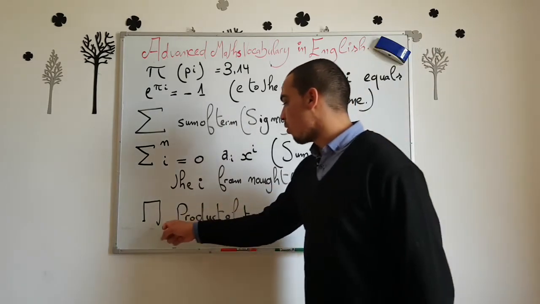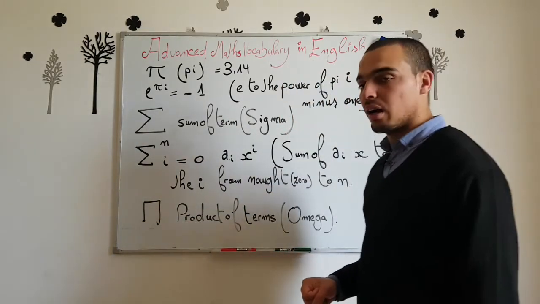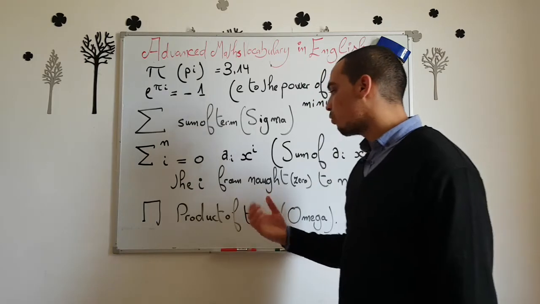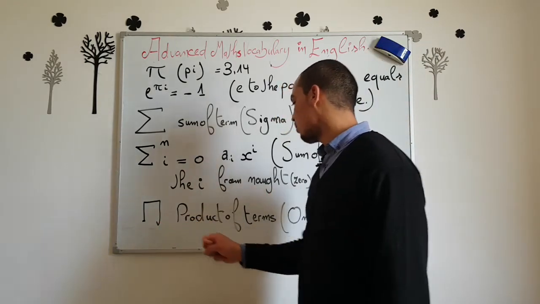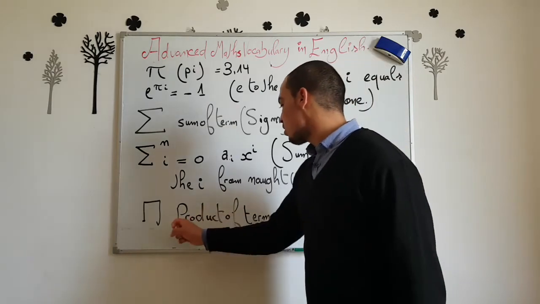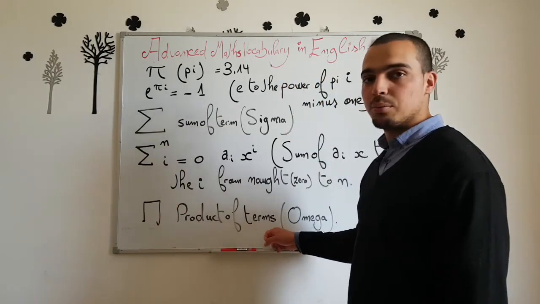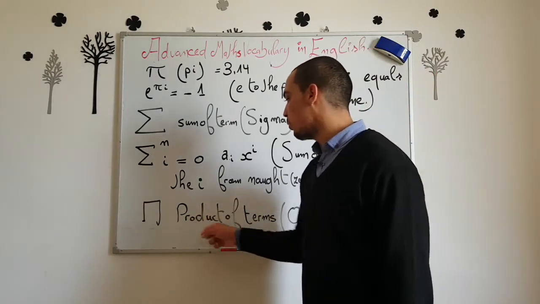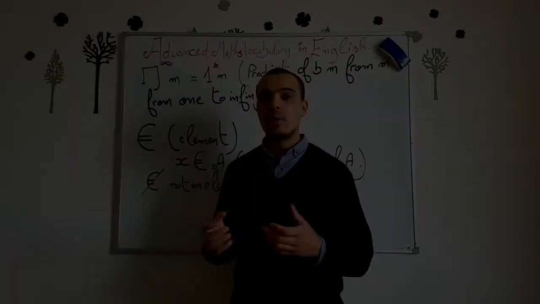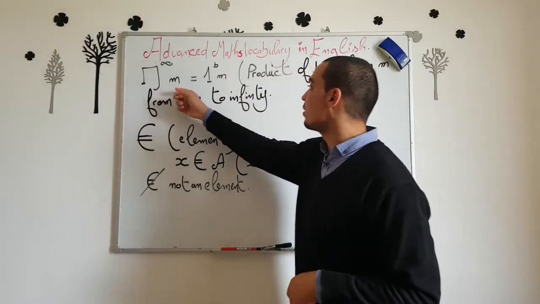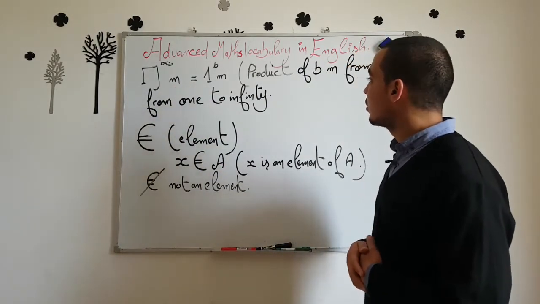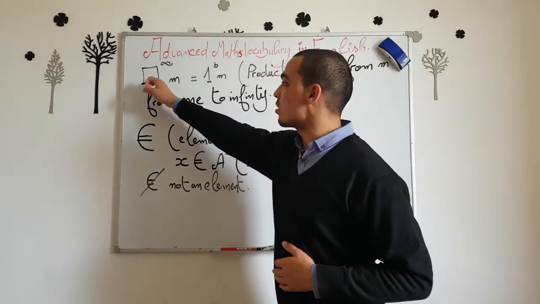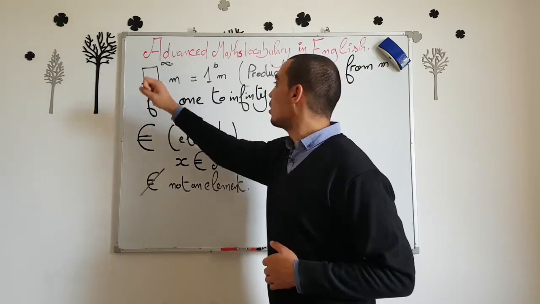The third symbol that we have is omega, okay? And of course, you will encounter this symbol a lot, which is the product of terms. I will show you an example of how to read it. As you can see in the provided example of this equation, so product, okay? This is, as we said, product.